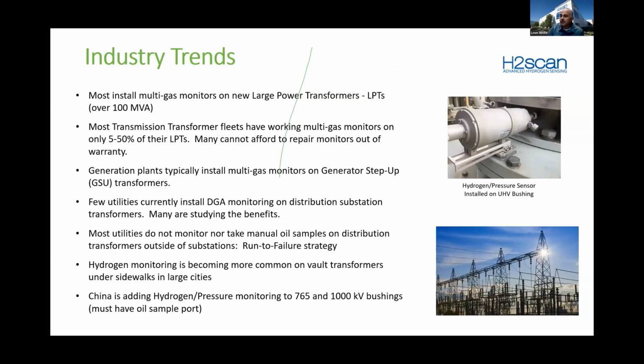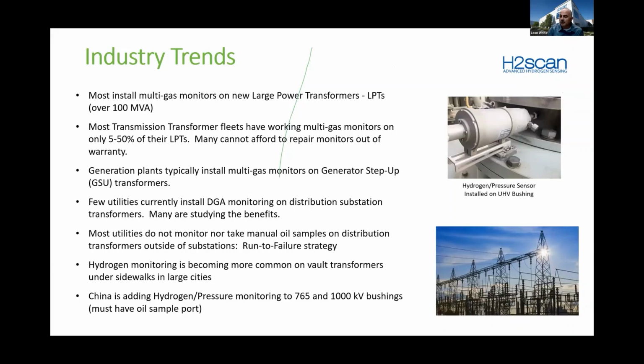Generation plants typically install multi-gas monitors on their GSUs. Few utilities currently install DGA monitoring on distribution substation transformers. Again, some people are doing that, but many are currently studying the benefits of that, as distribution systems are being loaded in ways that they weren't designed to be loaded. For instance, electric vehicle charging, the distribution substations or the transformers feeding those chargers are seeing loads and load changes very quickly that they really weren't designed to take.